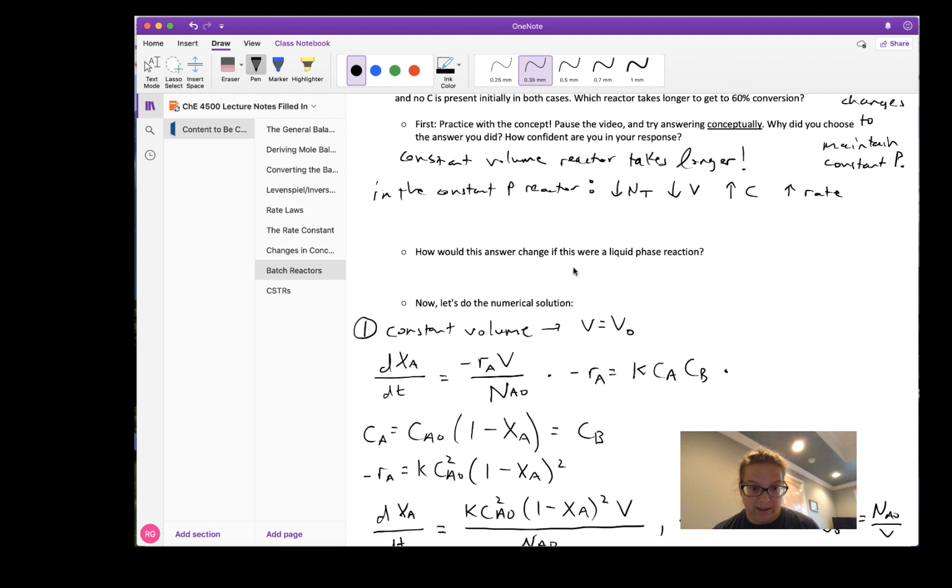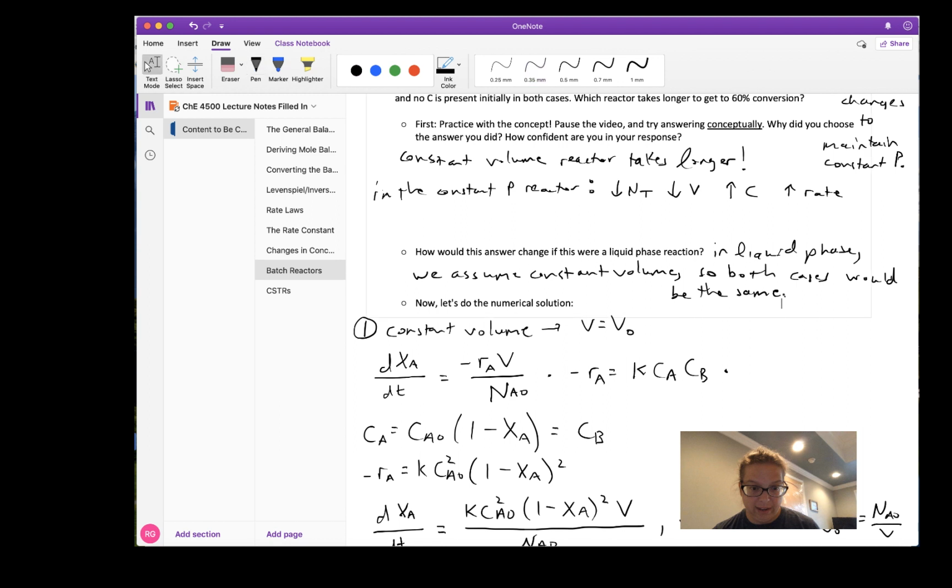How would this change if this were a liquid phase reaction? For a liquid phase reaction, we always assume constant volume. So both cases would be the same. There really is no constant volume versus constant pressure reactor to think about when the system is in liquid phase.